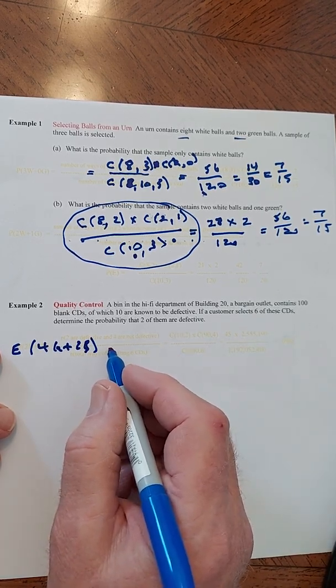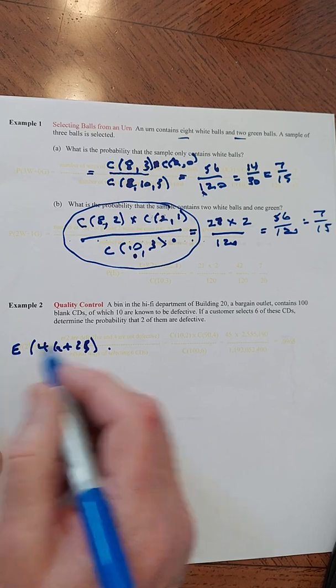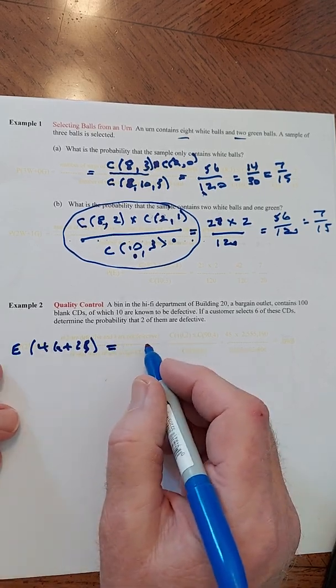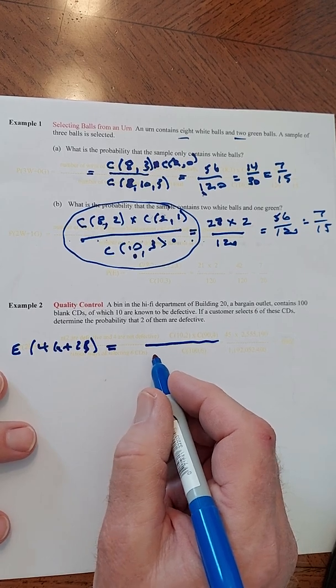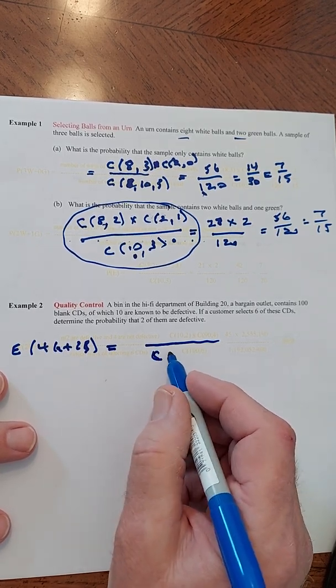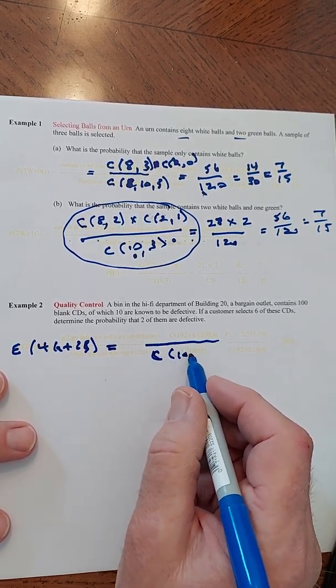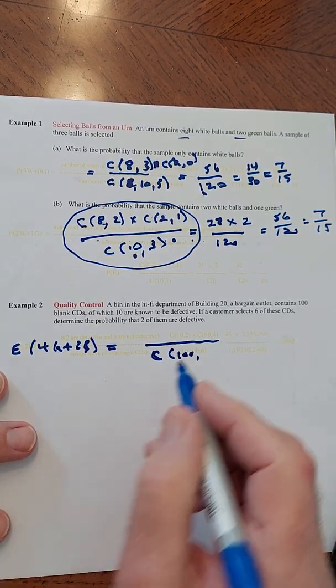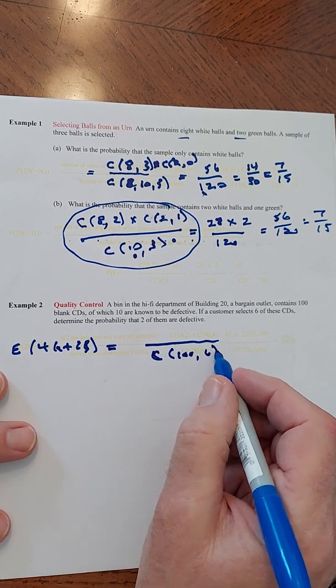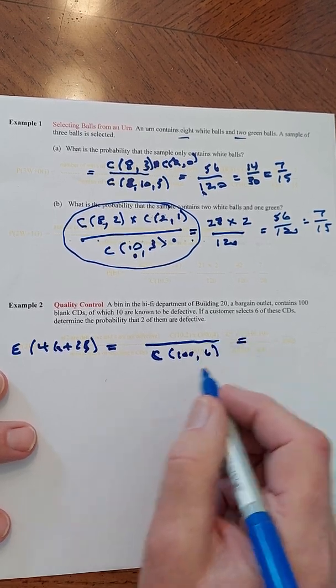So that probability, and that's what I'm doing here, the probability. Let's start with the bottom because it's a little bit easier. So how many did I have to begin with? I had 100. And I'm picking how many? 6. Now, later on, that's going to give me some number.